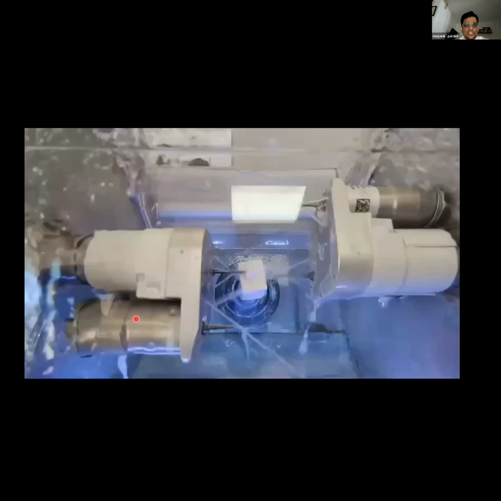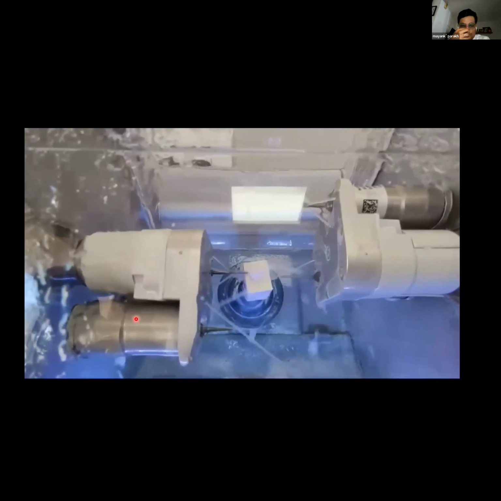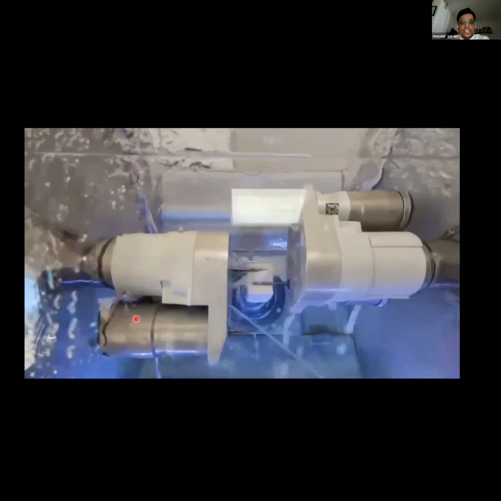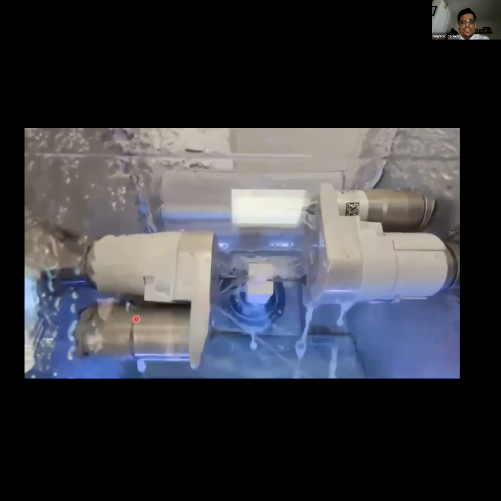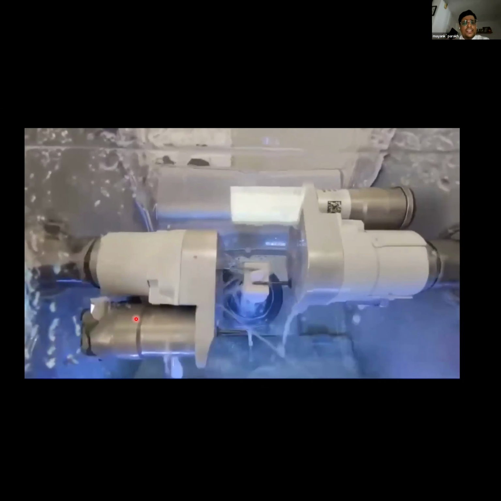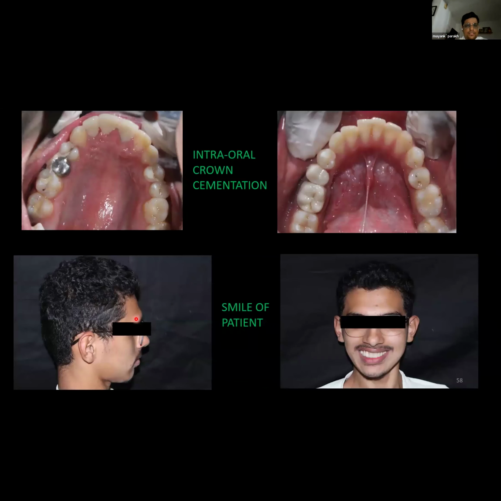And this is how the milling is done. This is a 4-axis milling system where you can see one of the anterior crowns being milled. The anterior crowns were made using lithium disilicate or Emax. So this is how the milling machine moves around, and then finally you get the exact crown that you have designed. And then this is how the prosthesis looks in the patient's mouth.